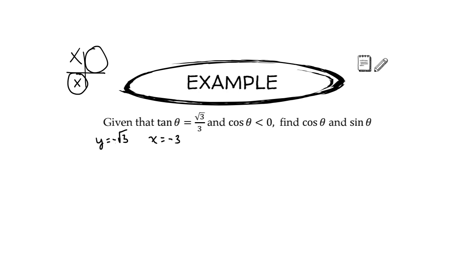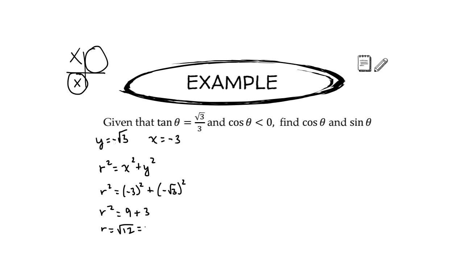I need to know sine and cosine. Sine is not root 3, and cosine is not negative 3. I need to calculate the radius. So r squared is x squared plus y squared. So r squared is equal to negative 3 squared plus negative root 3 squared. And so r squared is 9 plus 3, which means r is the square root of 12. The radius is always positive.